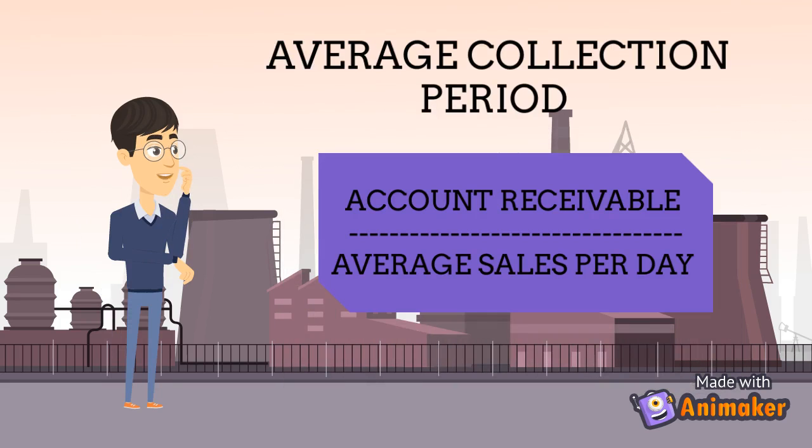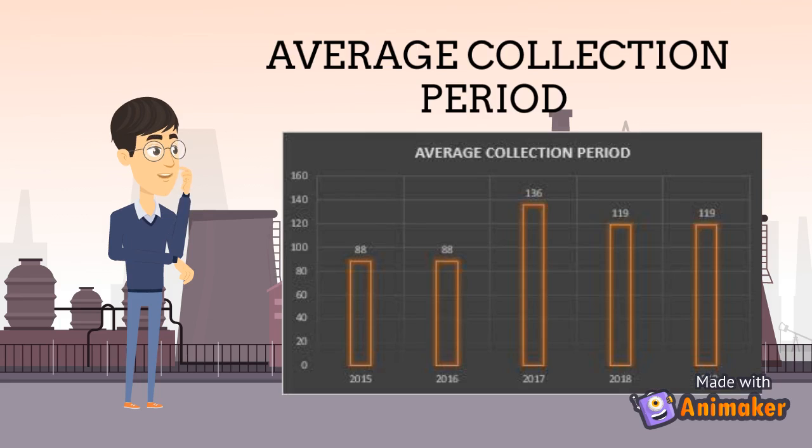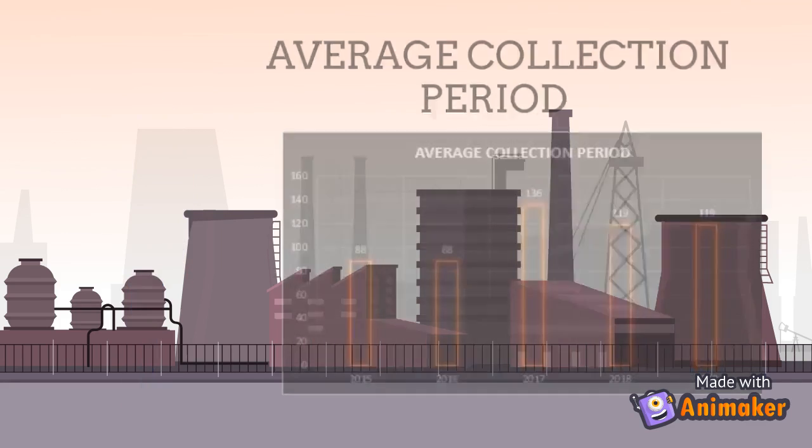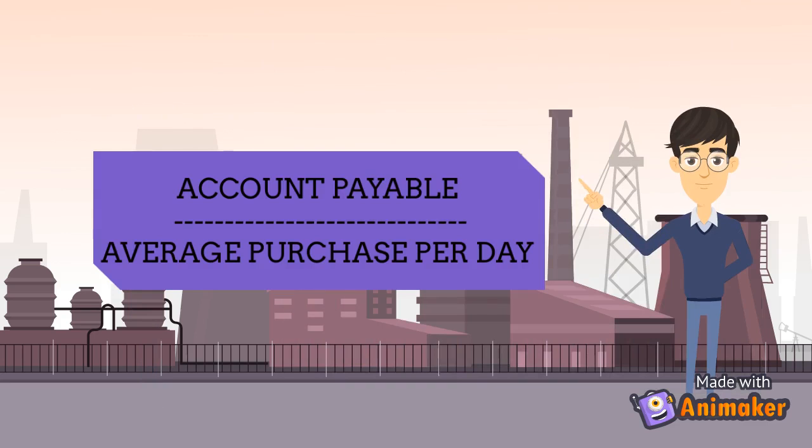Average collection period is accounts receivable divided by average sales per day. It is used to evaluate credit and collecting policies. Both 2015 and 2016 have the shortest average collection period, which is 88 days, whereas 2017 has the longest average collection period, which is 136 days.